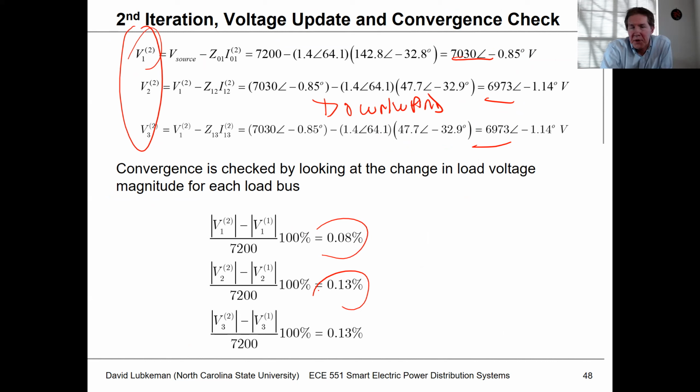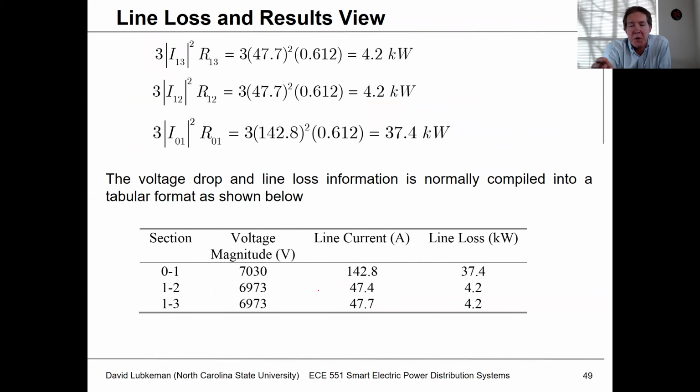Depending on what my voltage criteria was, I may decide to keep going, right? But let's suppose this is close enough. I'm going to get below 0.2% this time, then I might just go ahead and stop. And after I've stopped, I would go through and do other sorts of calculations like line losses.